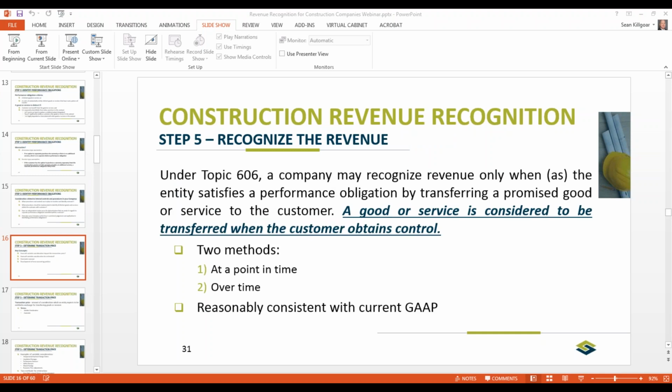Step 5, as we come to now, is recognize the revenue. As Sal had mentioned at the beginning, it's really about when the customer obtains control. There are 2 methods under 606 as to how you can recognize revenue. The first is at a point in time, and the second is over time. The good thing is, as opposed to when the standard first came out, I think this is going to be very similar to how most of you are recognizing your revenue as we speak. I don't see a huge difference between how 606 recognizes revenue on a long-term contract versus 605.